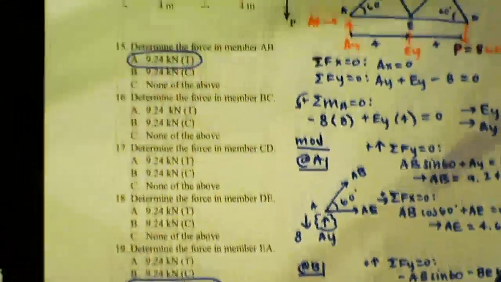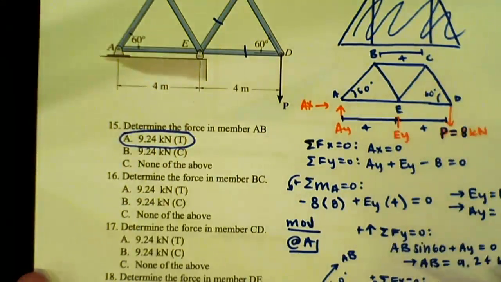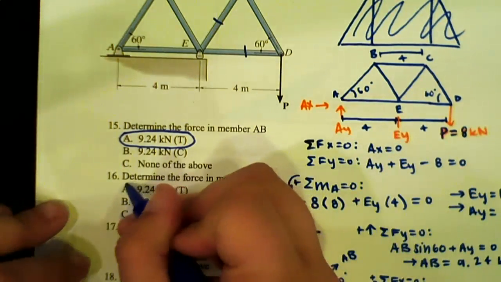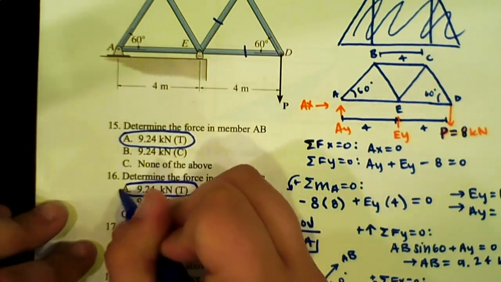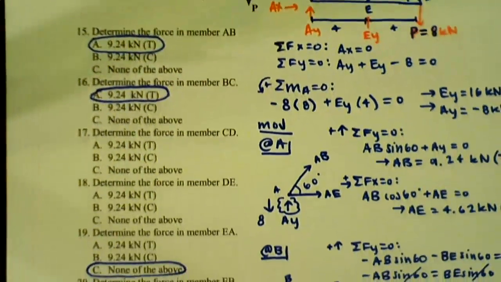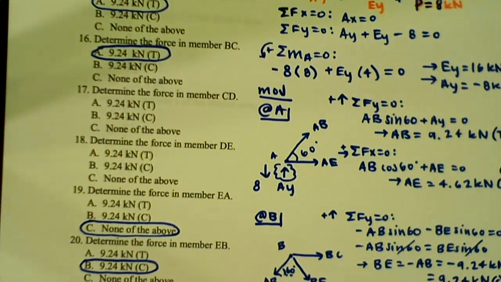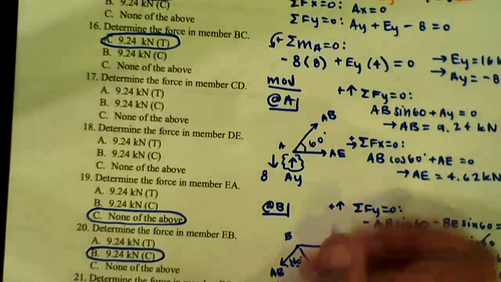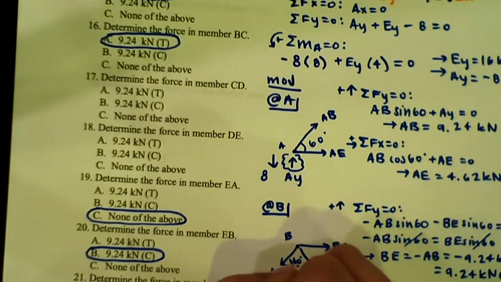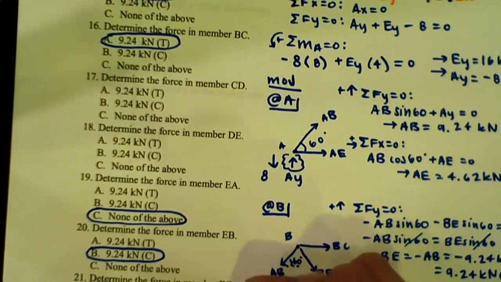So where is BC? Going to 16, we found that BC equals 9.24 kilonewtons in tension, so the answer would be A. Okay, so now going to C.